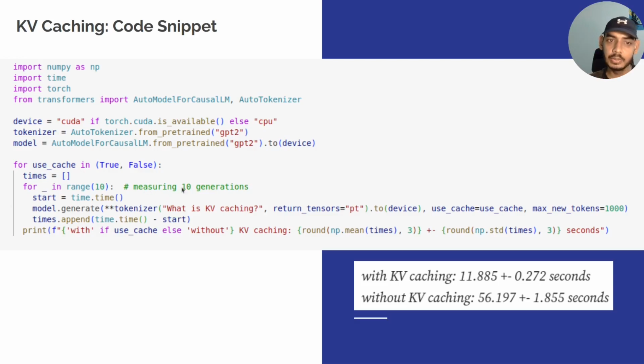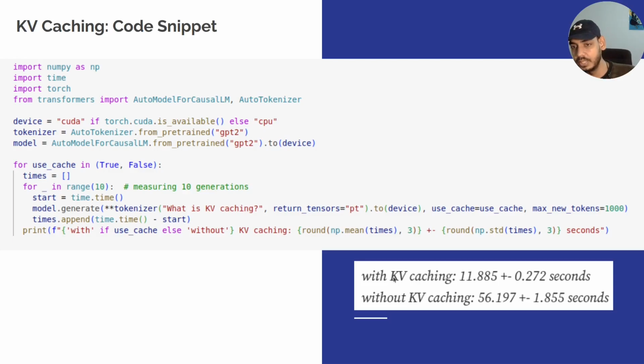You are trying to generate 10 generations and measuring the time taken. With model.generate, you first pass the input through the tokenizer and then to the model. In the first scenario, where use caching is true, it will cache the output of certain matrix multiplications and generate the response. You just get the end time and store it. In the second scenario, where caching is false, you will not be using the cache and will be repeating the same calculations again and again.